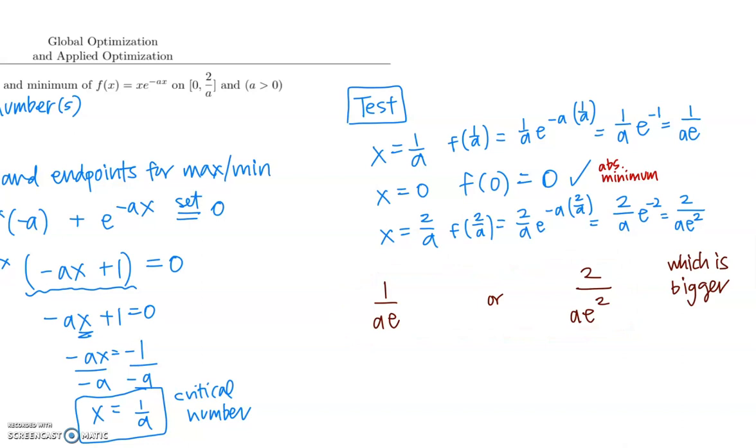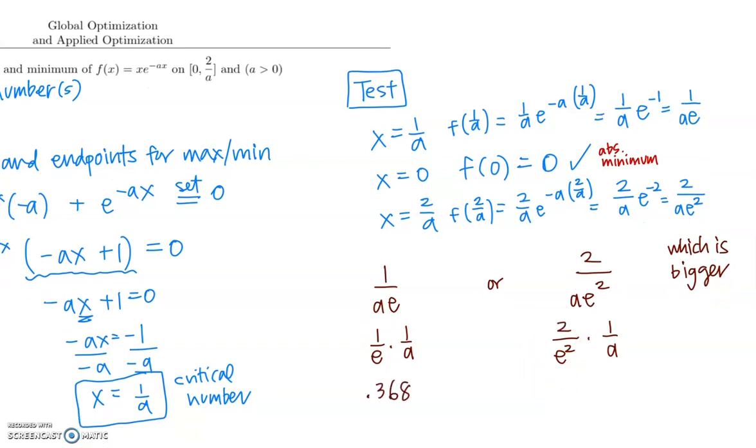And so 1 over a times e is like 1 over e times 1 over a. And this number over here, I'm going to pull out a 2 over e squared times 1 over a. The reason I do this is we're going to be able to compare these two numbers. 1 over e is just a number and 2 over e squared is just a number. So we have a number times 1 over a and another number times 1 over a. And so I'm going to go ahead and evaluate what 1 over e is and what 2 over e squared is, just with a calculator.